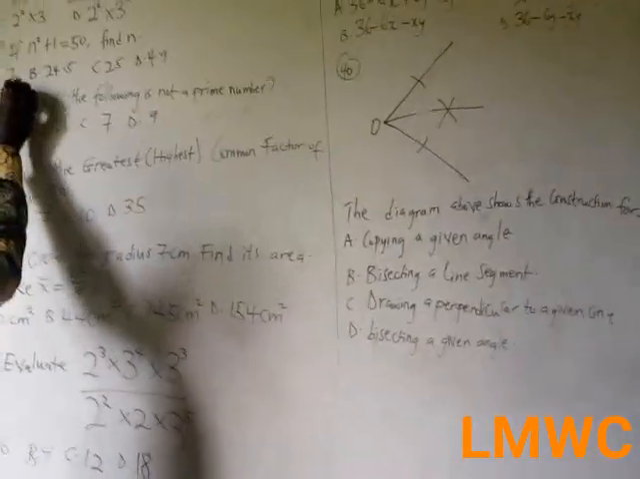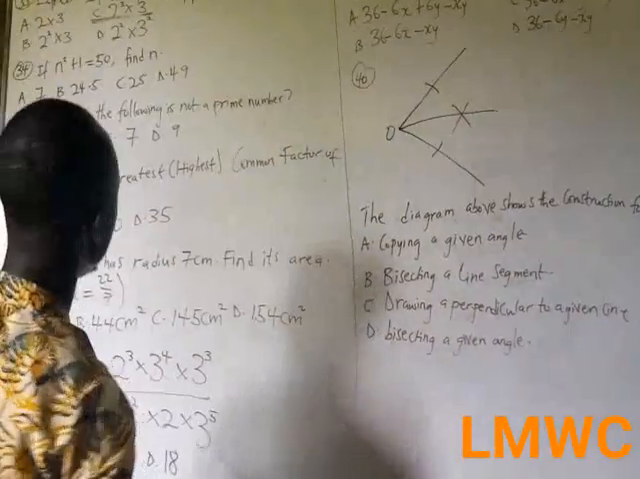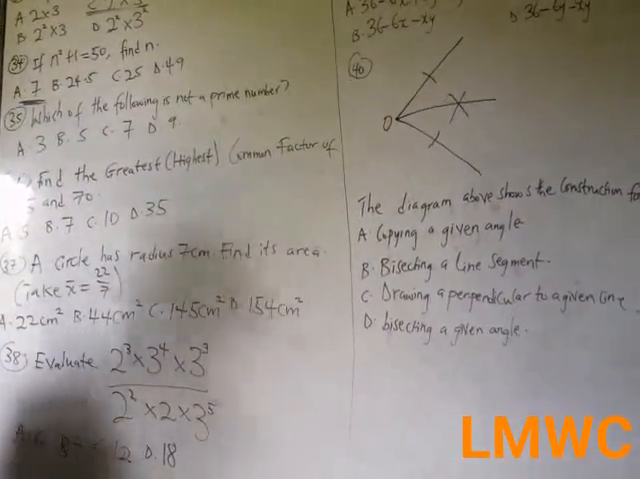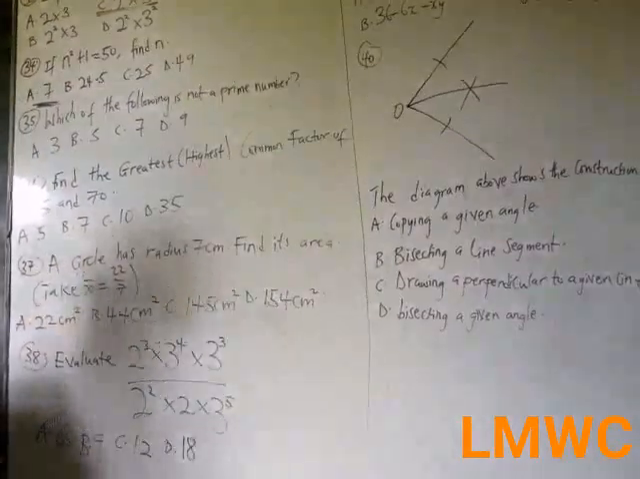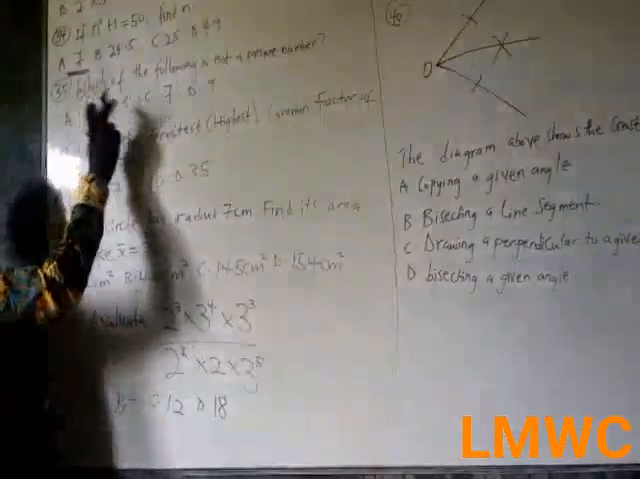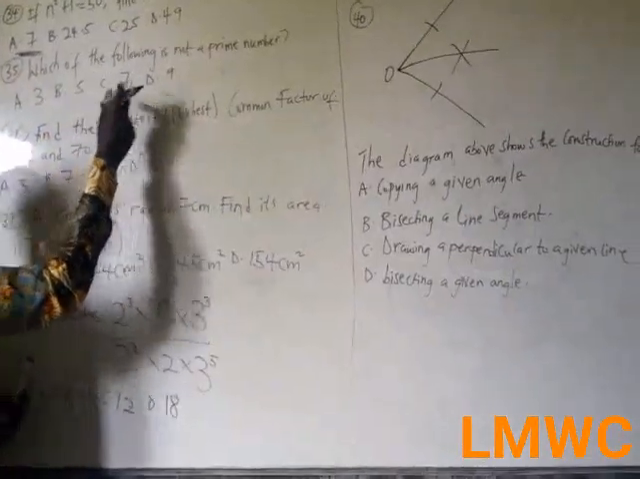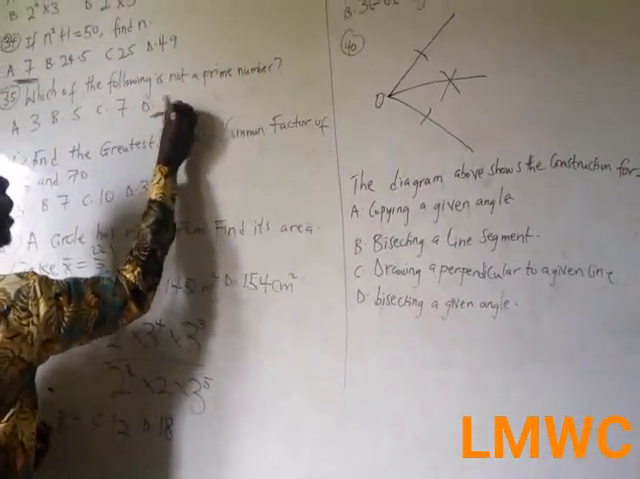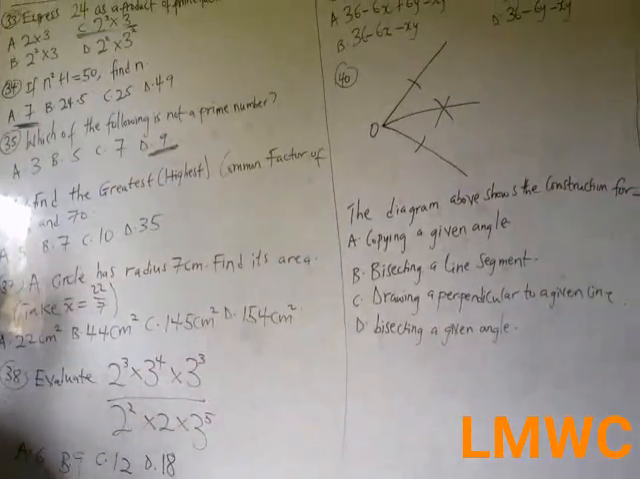Our answer is A. Which of the following is not a prime number? And we know prime numbers have only 2 factors. 3 is a prime number because the factors are 1 and 3. 5 is a prime number. 7 is a prime number. But 9 is not a prime number. But 9 is an odd number.